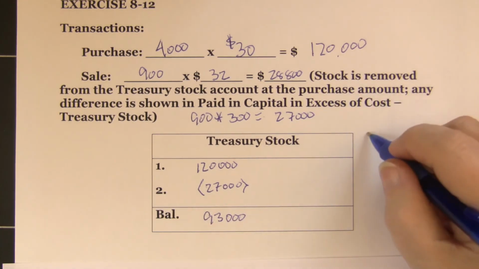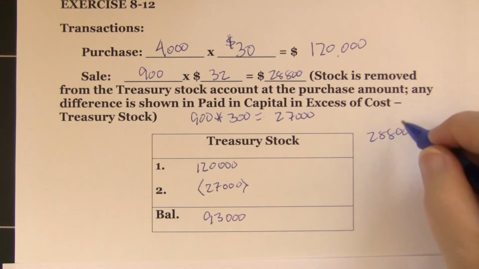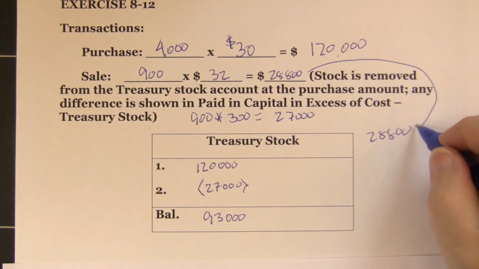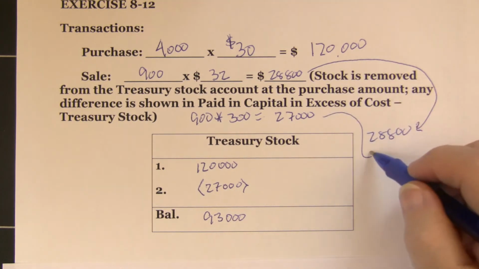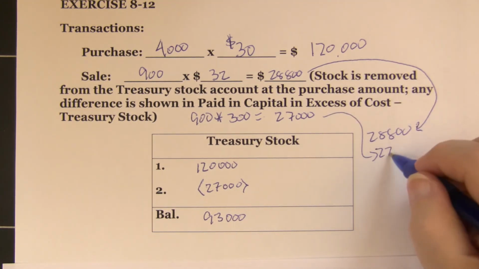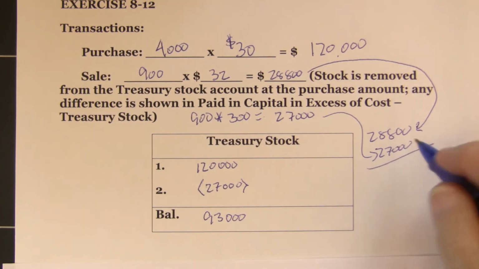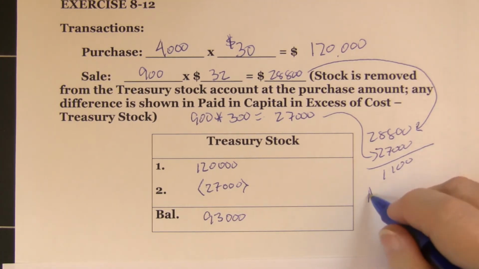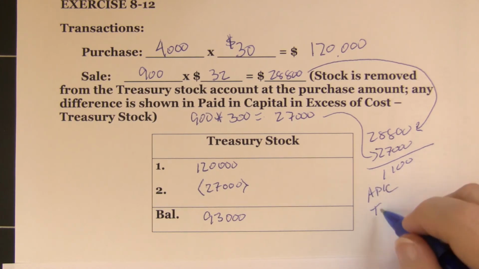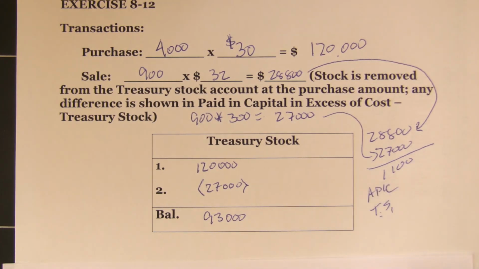And the difference between the 28,800 that we sold it for and the 27,000 that we paid for it, that $1,800, that's additional paid-in capital, treasury stock. It doesn't ask you for that, but that's how that would be handled.